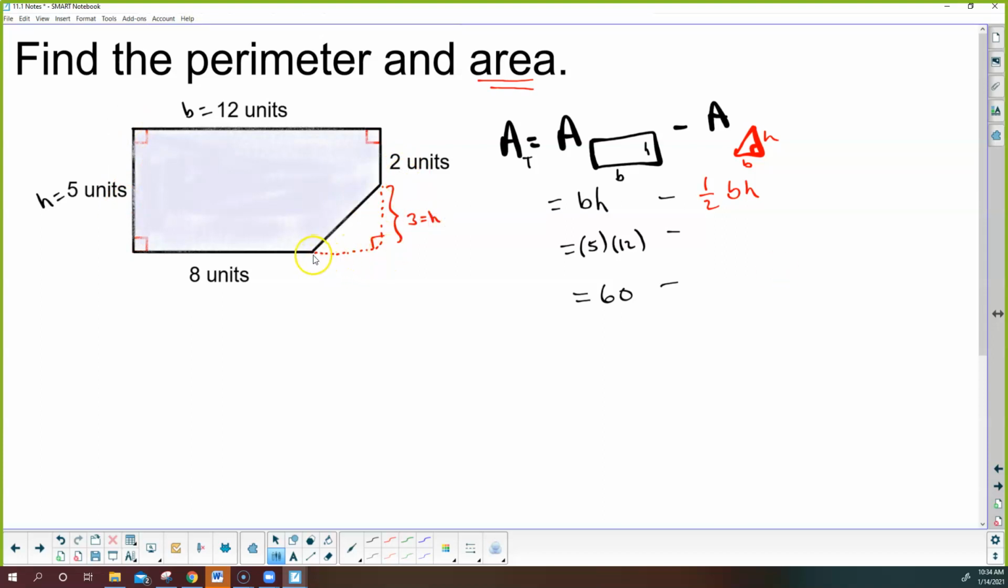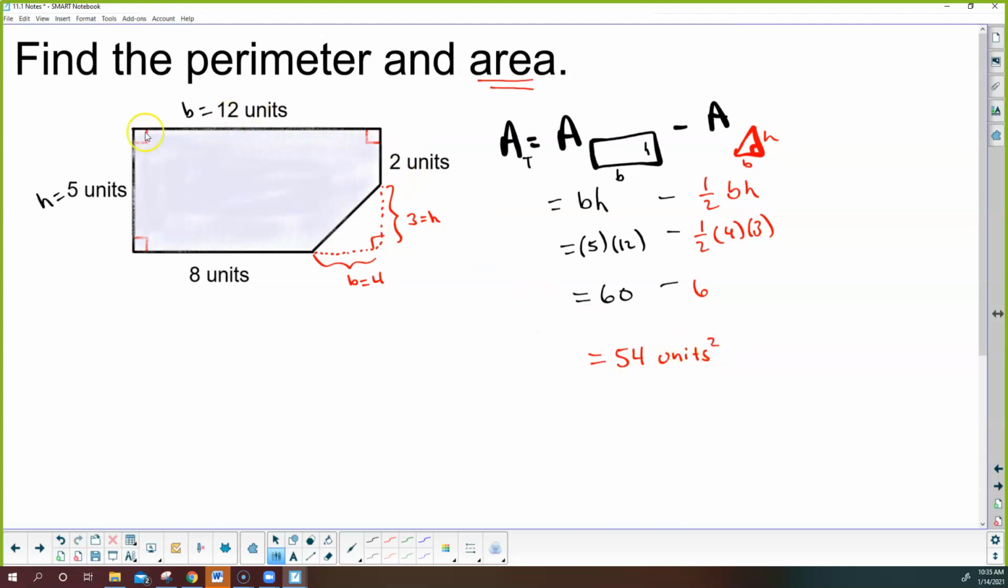And then this distance from here to here, which is technically the base of the triangle, plus 8 has to equal 12. So 12 minus 8 is 4. And this is a 3, 4, 5 triangle. This is one of those special right triangles. Now, I don't need this length, but it's going to come up later in the perimeter, so that's why I mentioned it. So the base is 4, the height is 3, 4 times 3 is 12, 12 cut in half is 6, and my area is 54 units squared.